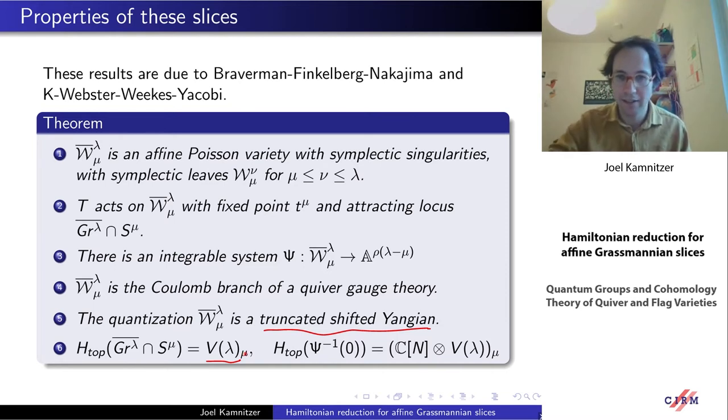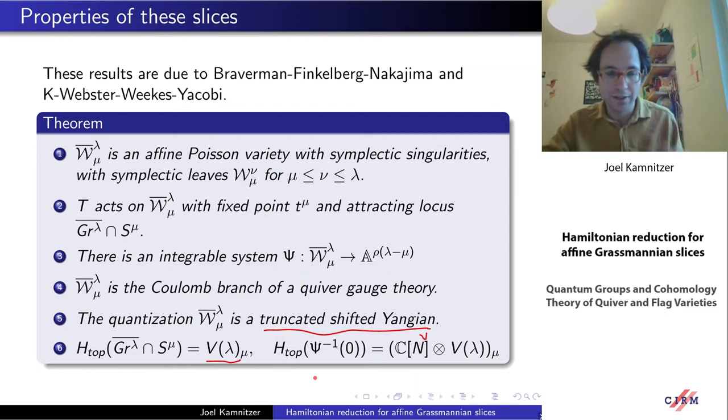And then I suppose this one maybe should have a check now that I think about it. Let's put a check over there. And then the second result is that if, instead of considering just the MV locus, this attracting set, we consider the preimage of zero of this integral system map.